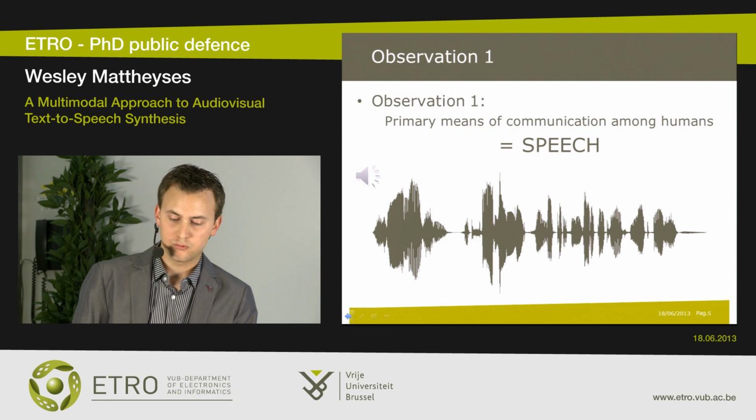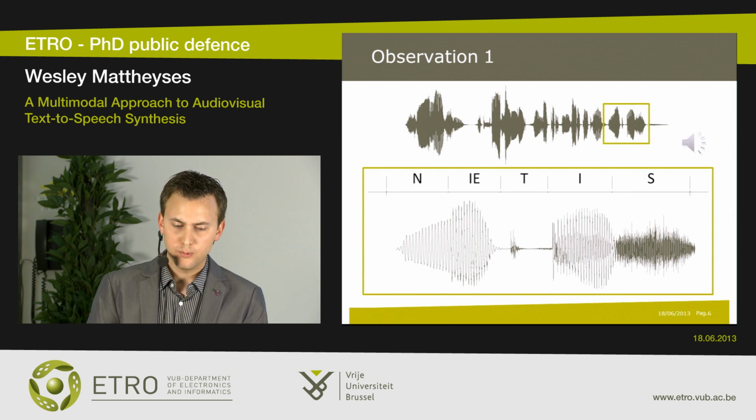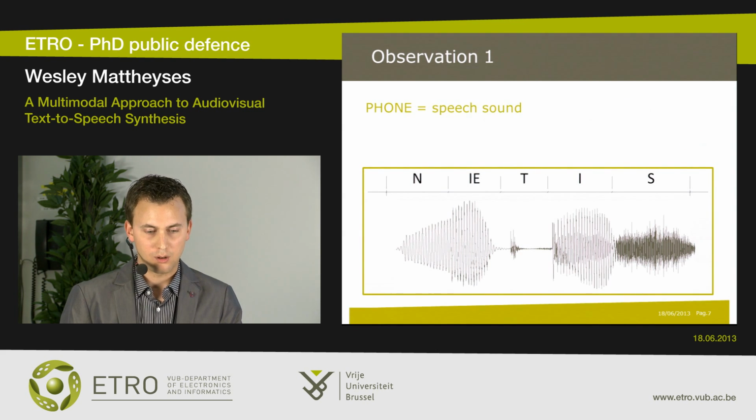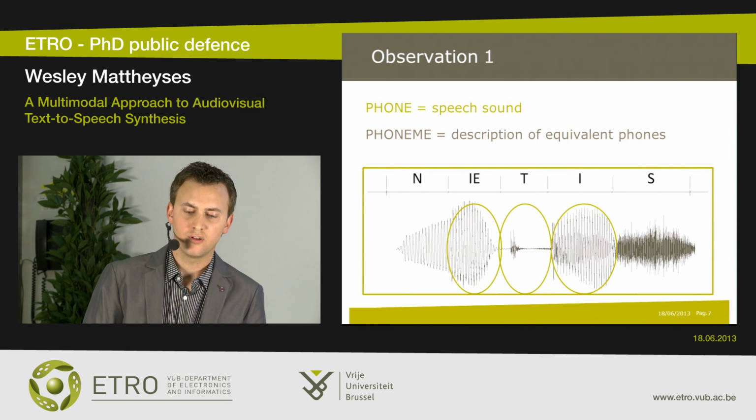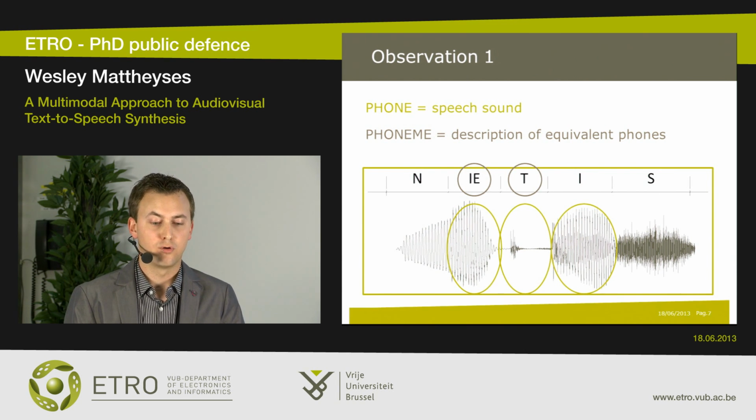Now, if you zoom into the last part of this waveform, so the words "niet is", you can see that this waveform is made up of consecutive speech sounds we call phones. So this is a phone, this is a phone, and this is a phone. Now each phone in a speech signal is in fact an instance of something more general we call a phoneme. So a phoneme is a general description of equivalent speech sounds. The first phone is an instance of the phoneme E, the long E. The second one is an instance of the phoneme T, and so on. And now each spoken language defines a limited set of such phonemes.